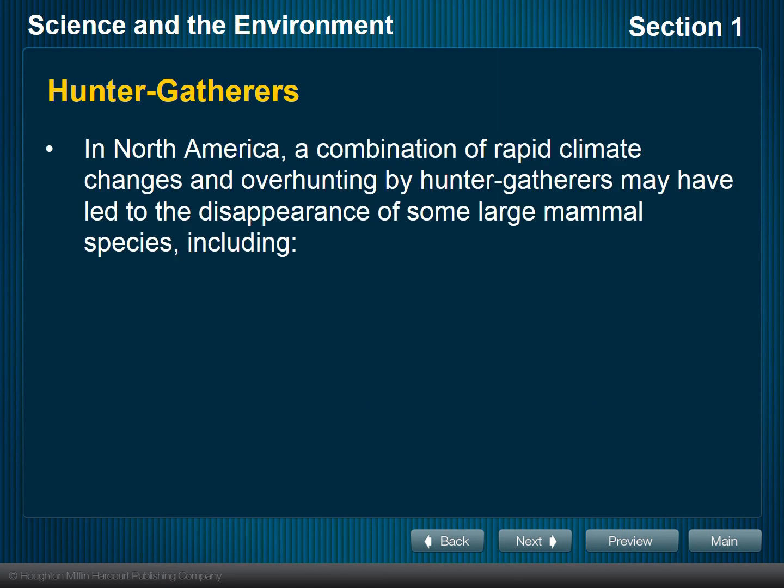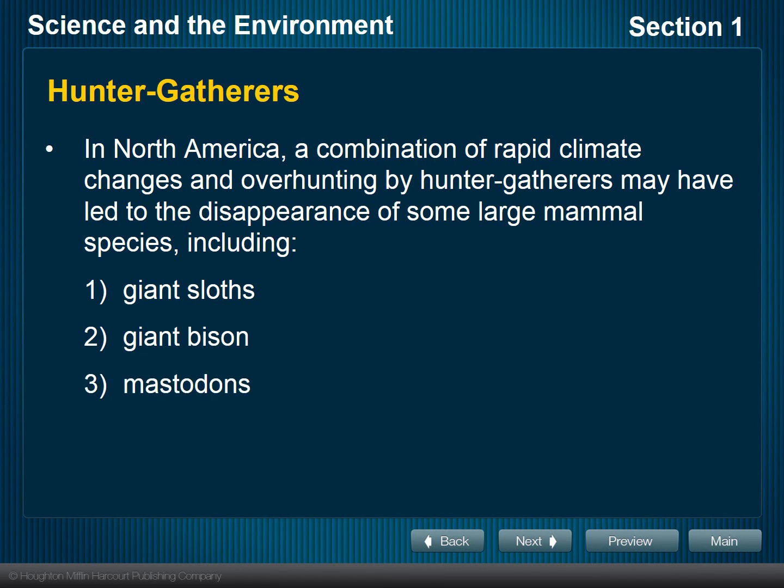In North America, a combination of rapid climate change and overhunting by hunter-gatherers may have led to the disappearance of some large mammal species, including the giant sloths, giant bison, mastodons, cave bears, and the saber-toothed cats.